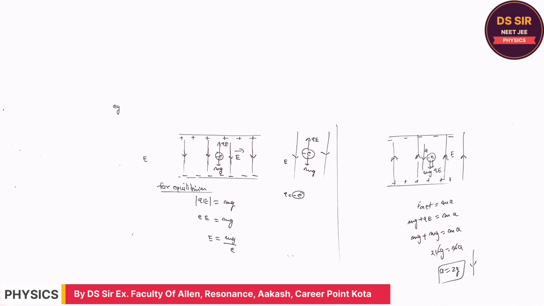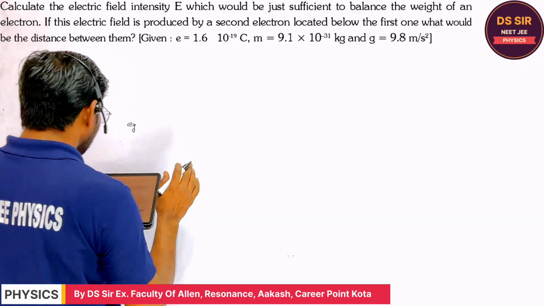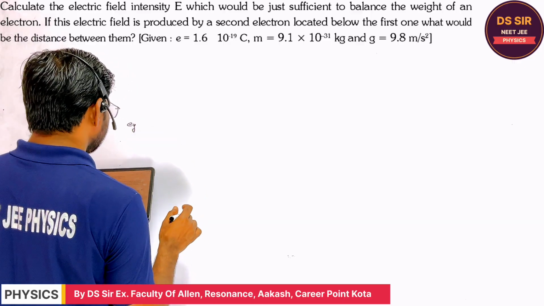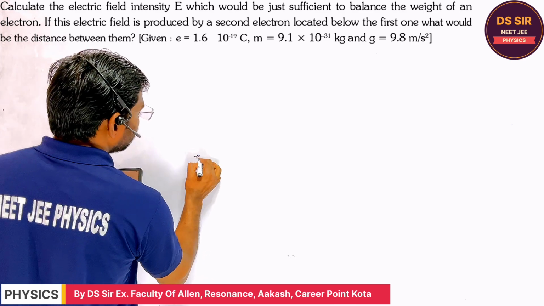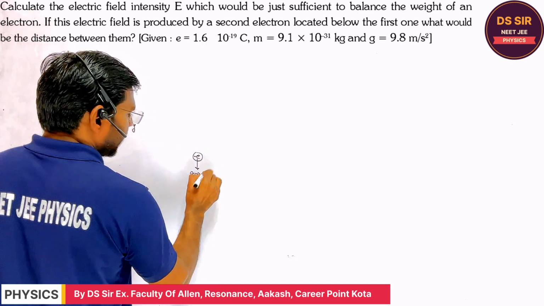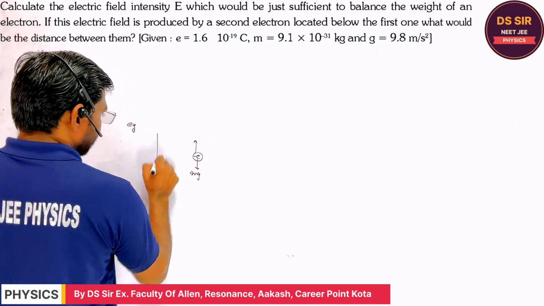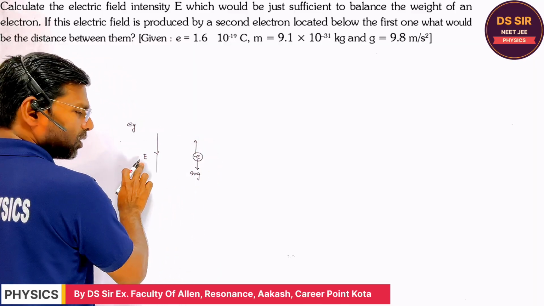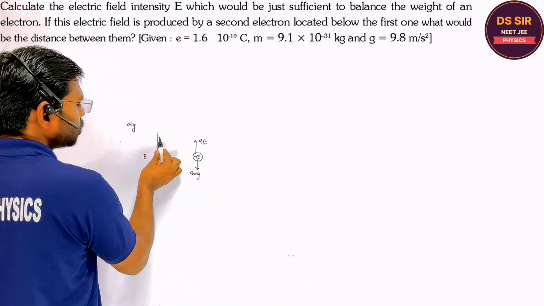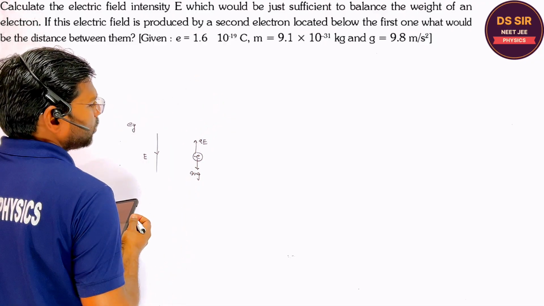So read this question. In this question you have to calculate the electric field intensity that is just sufficient to balance the weight of an electron. Previously we have done it: if the electron is hanging in air, the electric field direction must be vertically downward, because the force qE will balance the mg, and the force qE on the negative charge acts in the opposite direction.